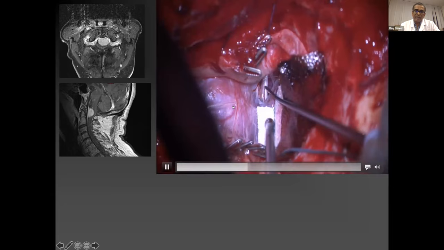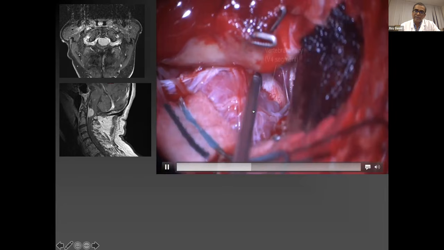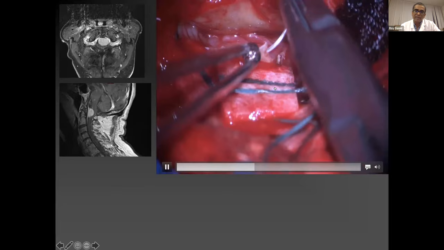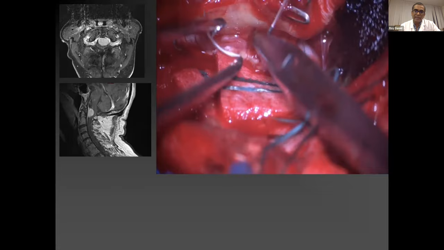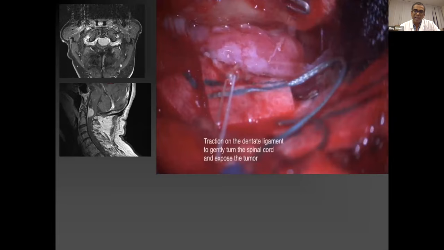And there you see the tumor. And if you take stitches onto the denticulate ligament here, you can actually rotate the cord a little bit. That's your intradural vertebral artery. That's your stitch on the dentate ligament. And that actually covers the entire neural structures there, the end of the brainstem and the upper cervical cord and the tumor there.